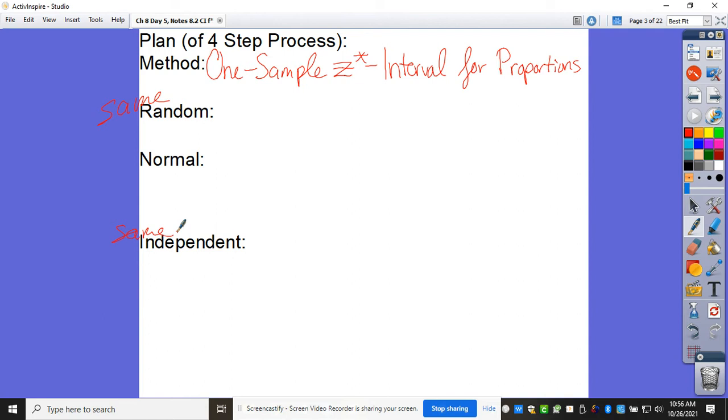Now, the normal condition does change, just like it did in chapter 7. It's been a while since we've dealt with this. What are my 3 ways to check for normal for means? Stated, central limit theorem, or histogram. That is not the case for proportions. I check what instead? But that should be an issue. Why? We don't know P, we can't use P, which means we're going to use what instead?